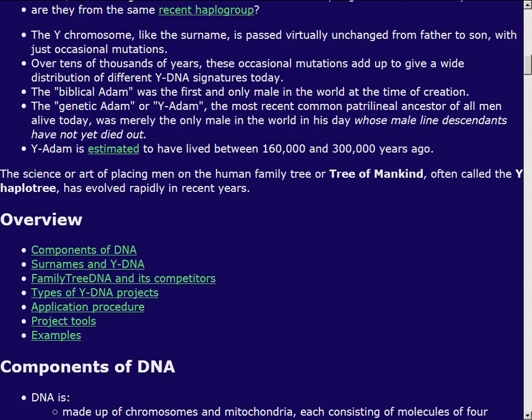So how come we have all these different Y-DNA signatures? The Y chromosome goes from father to son, usually completely unchanged, but every few generations there might be one or two little mutations. And when you build that up over a couple of 100,000 years, that gives a very large distribution of different Y-DNA signatures that are out there today in the general population. I've talked about the Y-atom at the top of the tree already, and that's called the tree of mankind. We want to figure out where does my surname fit on that big tree.